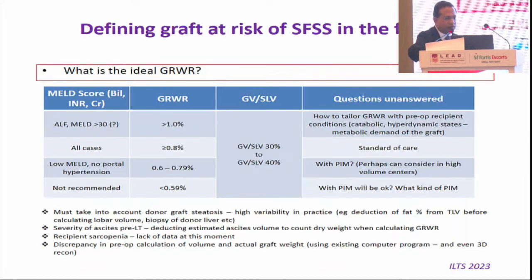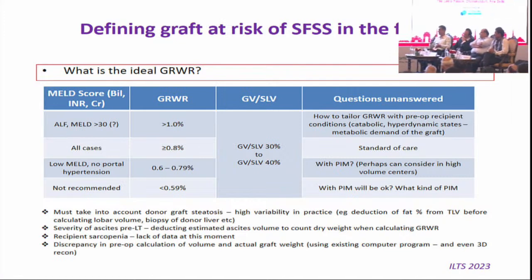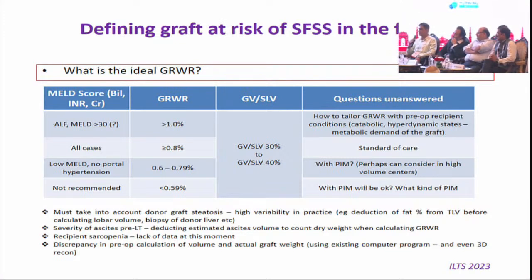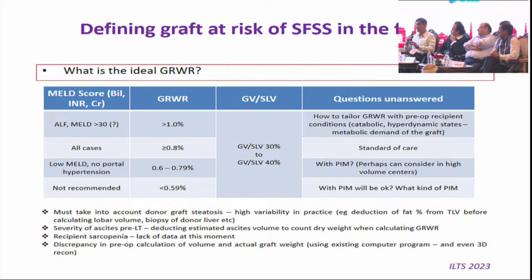Ideally they've mentioned that GRWR more than 1 is the best, which is not actually possible in all cases. If you have more than 0.8, young donor, no steatosis, fine. And there is another criterion: you can go below 0.8, maybe 0.6, 0.7, provided the donor is less than 35 and the recipient's MELD is less than 15. Now in our case, the only thing which went against us was the MELD of the recipient was 17.